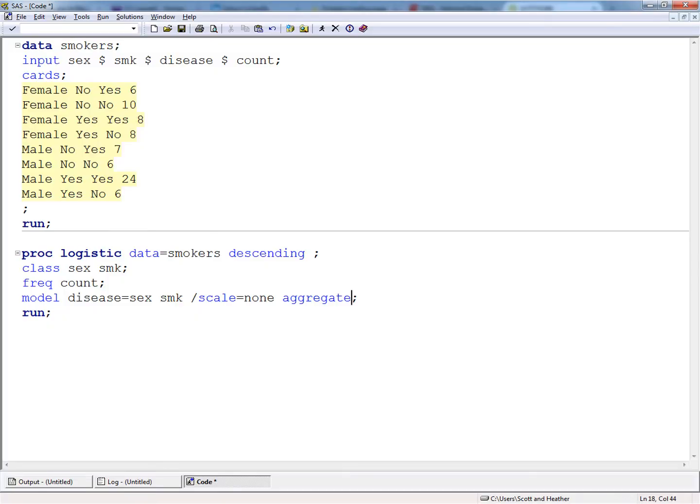So there's our data set, the same data set. I just coded it as a more reasonable person might. Instead of zeros and ones, I put female and male. I put yeses and nos.